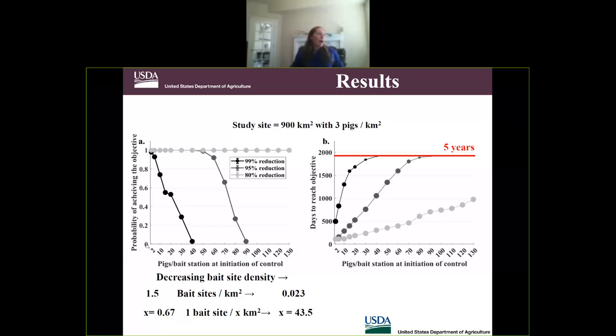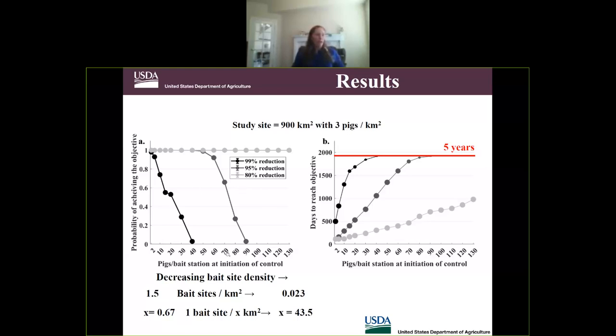And then on the y-axis, we have the probability of achieving the objective. And we have 3 different objectives here. Recalling that our study site is 900 square kilometers, and we allow the simulation to run for up to 5 years. And so what we're looking at is whether you're going to reduce your population by 99%, 95%, or 80% within that 5-year period. And we have a density here of 3 pigs per kilometer squared.